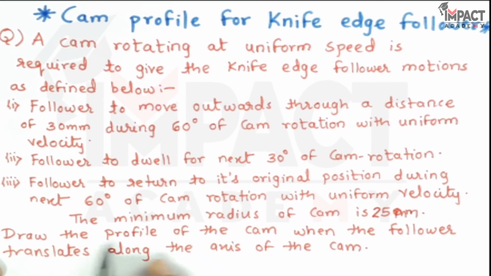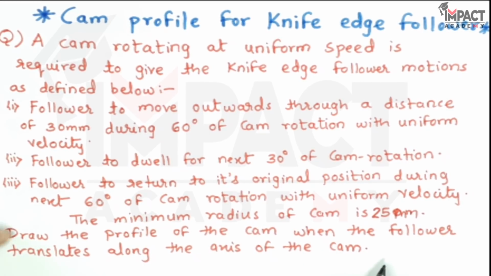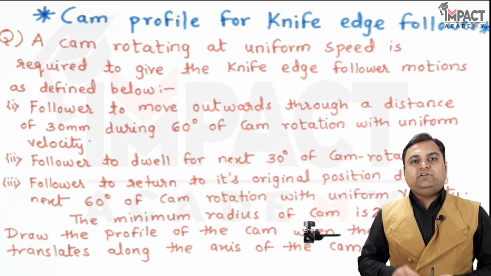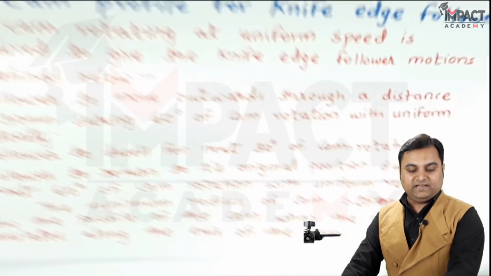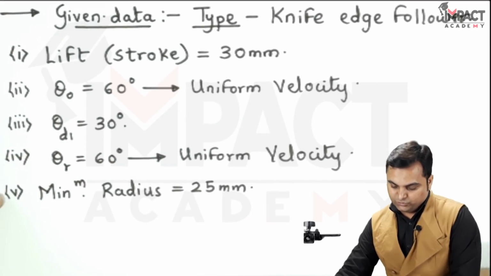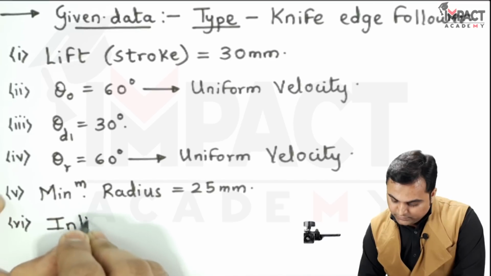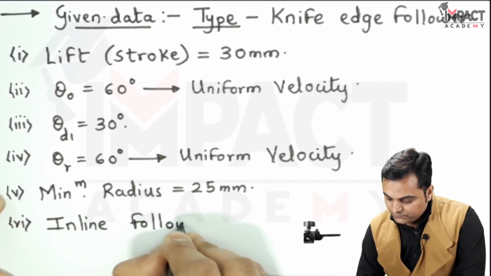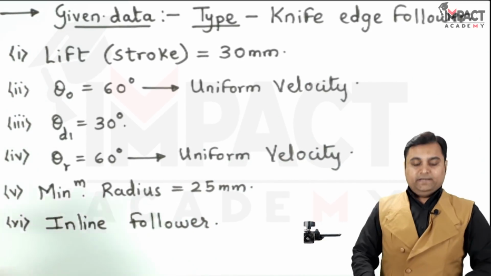Then, draw the profile of the cam when the follower translates along the axis of the cam. It means the axis of the follower and the axis of the cam are in line. That is a type of follower called an inline follower. So here we have an inline follower, which is the knife edge follower, as mentioned over here: inline knife edge follower.